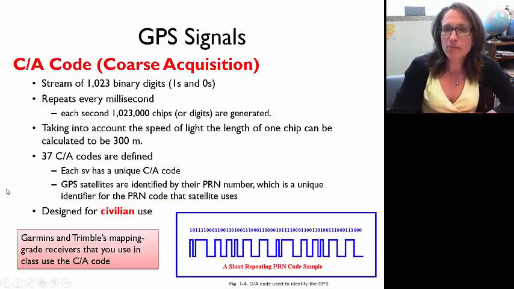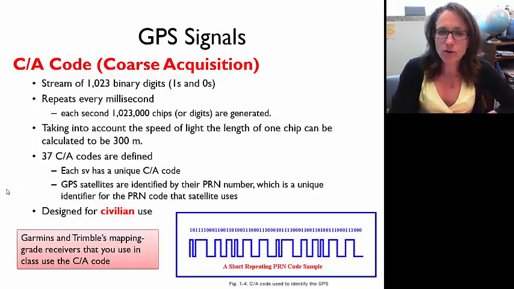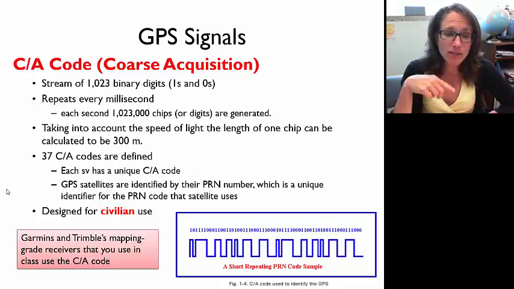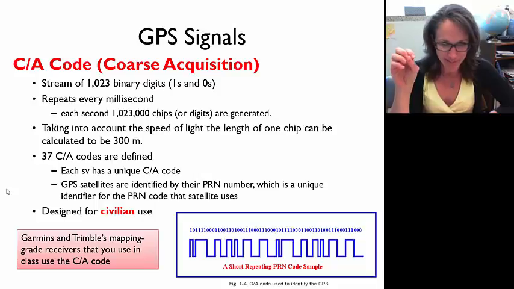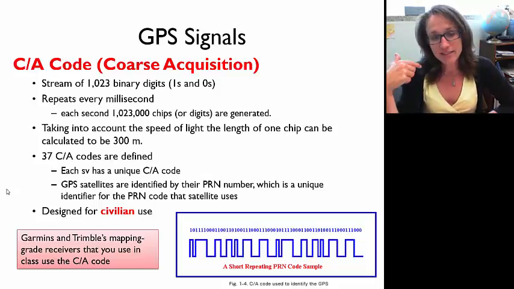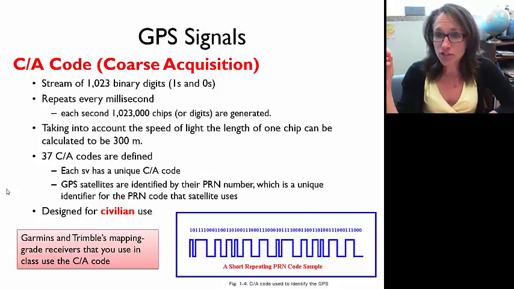Okay. So let's talk more about that CA code, the one that we use, the coarse acquisition code. It is a stream of over 1,000 digits, binary digits, or ones and zeros. It repeats every millisecond, so every second, 1,000,000 digits are generated. So this is a lot of information happening really fast. And if we take into account how fast the signal is transmitted at the speed of light, the length of one chip can be calculated to be 300 meters.